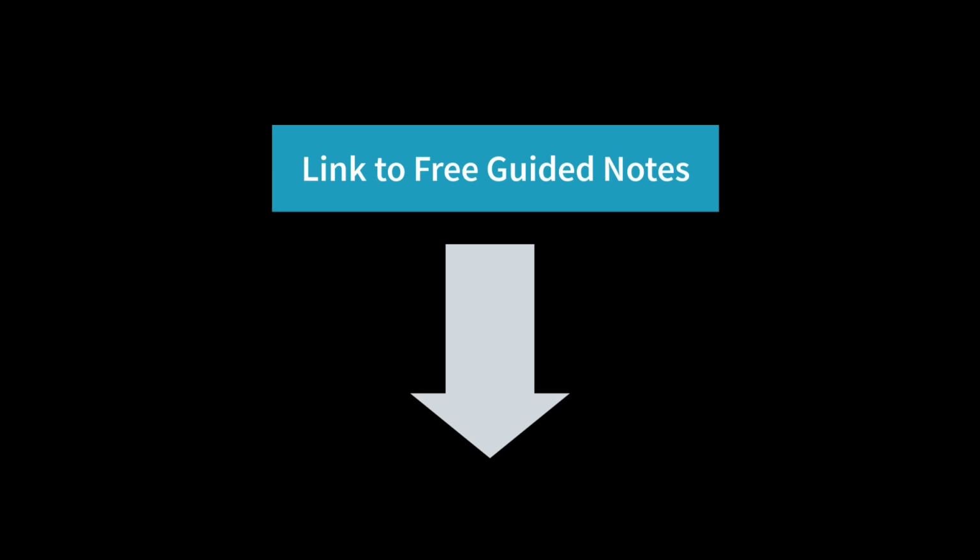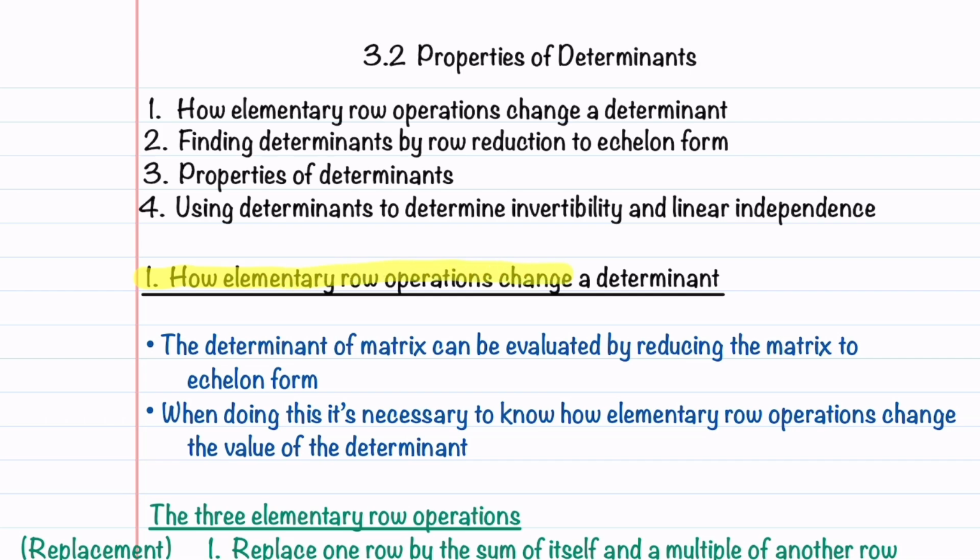We're first going to look at how elementary row operations can change the value of a determinant. We're going to look at this because the determinant of a matrix can be evaluated by reducing it to echelon form. When doing this, we need to know how elementary row operations change the value of the determinant.